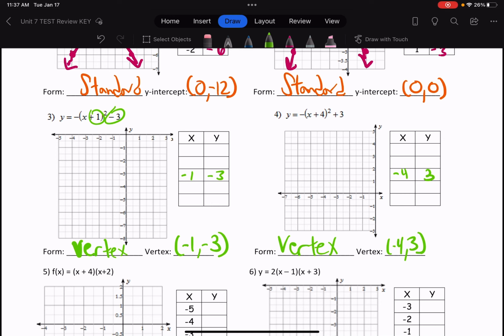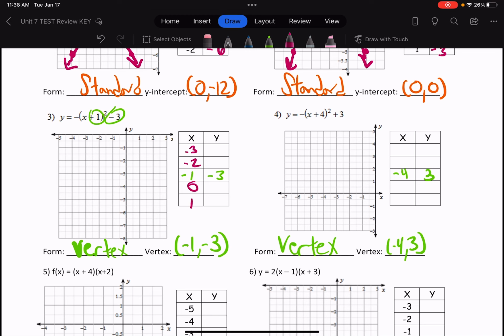And from there, I can use the table function of my calculator. And I'm going to enter in negative, open parentheses, x plus 1, squared, minus 3. Now, I want that negative 1 to be my center, and it should be my turnaround point. So let's look at some other points around it. I can go negative 2, negative 3. And I can go negative 1, 0, and 1.